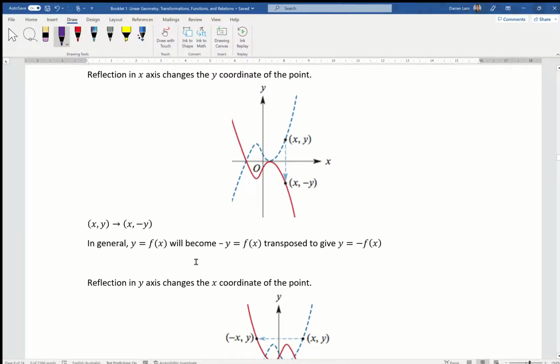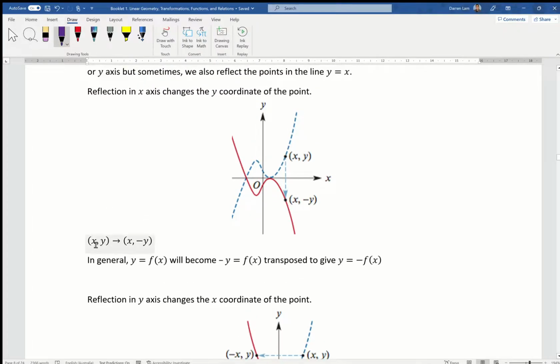So in general, this is our coordinate mapping. (x, y) maps to (x, -y). In general, y equals f(x) will become -y equals f(x), or y equals -f(x). Okay, so that process right there is that general coordinate mapping. You don't need to memorize that, but note that f(x) becomes -f(x). That's a reflection in the x-axis.